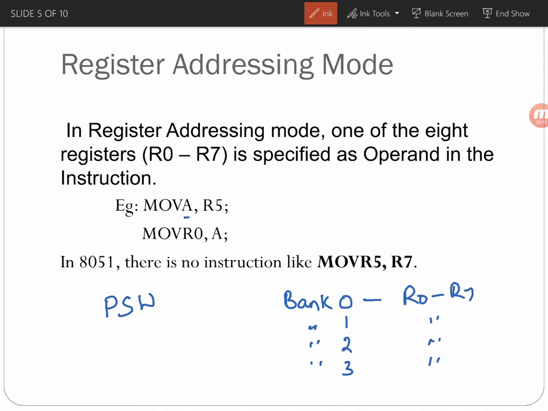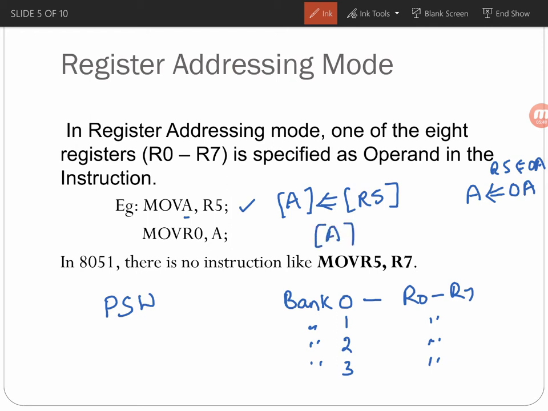So let's go with the examples. MOV A comma R5. What does this MOV A comma R5 do? Whenever the microcontroller executes this instruction, the content of R5 will be moved to the accumulator register. Whatever the content of R5 may be, it will be moved to the accumulator. For example, R5 has 0A. After the execution, the accumulator will also have 0A. MOV R0 comma A: the content of the accumulator will be moved to the R0 register.